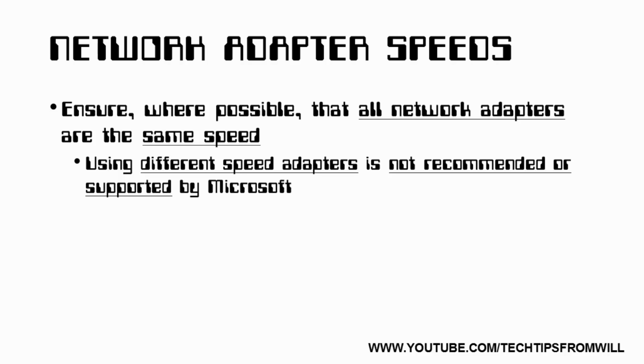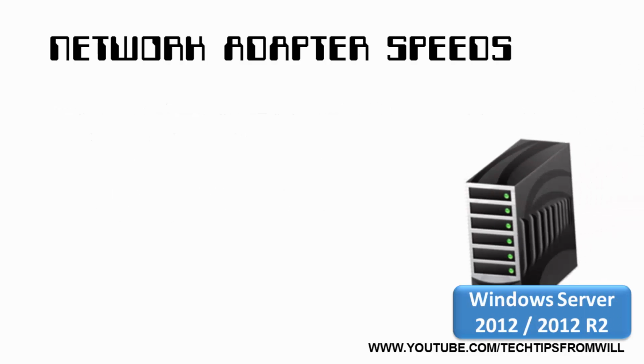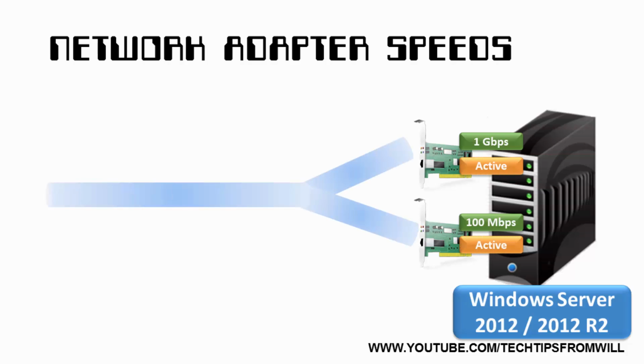The reason why this is not supported is because the speed of the adapters does not determine how network traffic is load balanced. For instance, let's say that you have a server with 2 network adapters, one operating at 1 gigabit per second and the other at 100 megabits per second. These adapters are combined into a NIC team and both cards are active, meaning they are both routing network traffic.